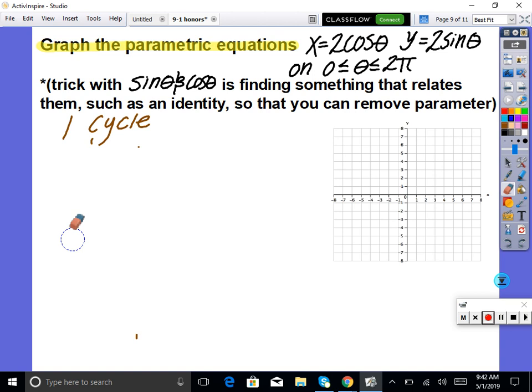No, you could remove the parameter. No, they're not going to ask you. You'll just remove the parameter for these ones always. So let's go ahead and say, well, what true statement do we know where we could maybe rewrite this?